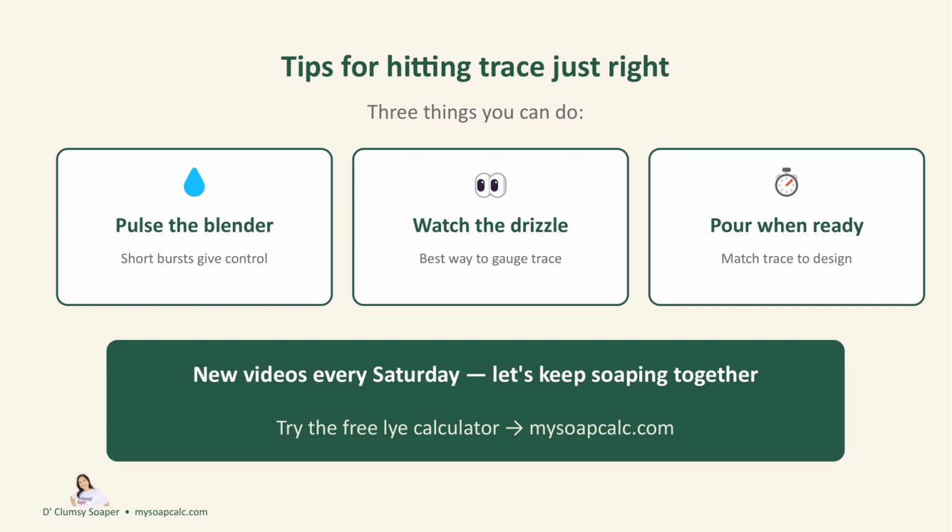And that wraps up our look at trace. Remember, 3 key takeaways. Pulse your stick blender for control, watch how your drizzle holds on the surface to gauge thickness, and pour at the right moment to match your design needs. Whether you are making a simple cold process bar or a detailed swirl, reading trace accurately separates good soap from great soap. Keep practicing and trust what you observe.